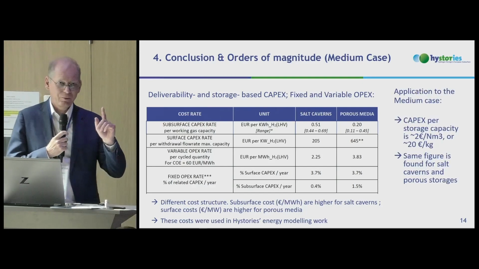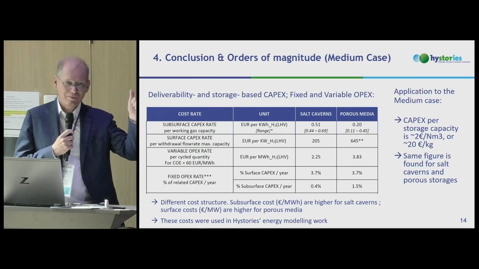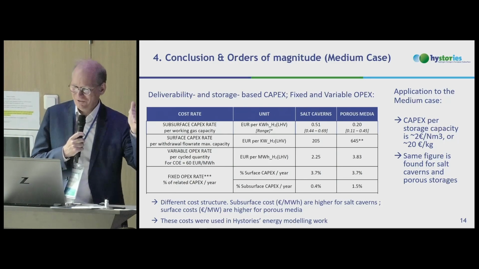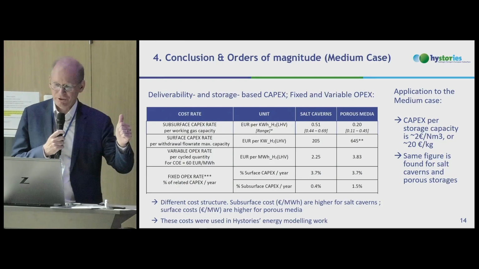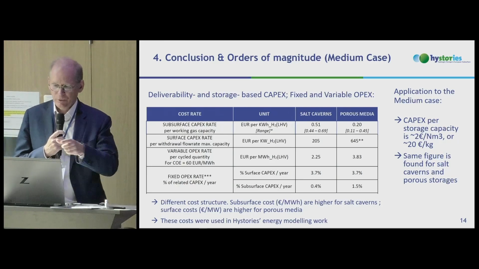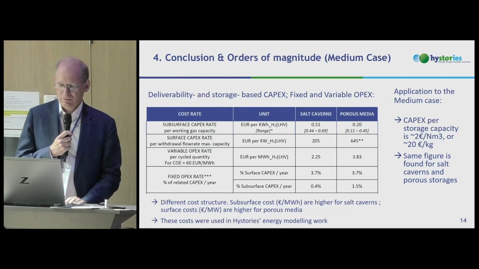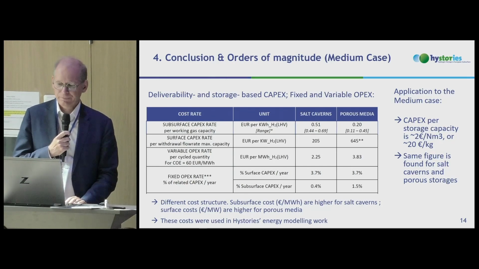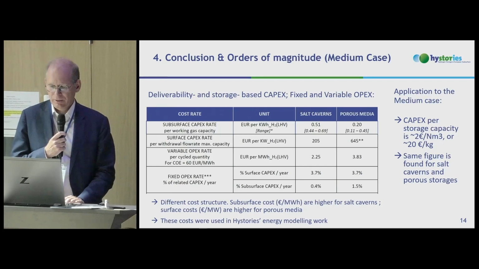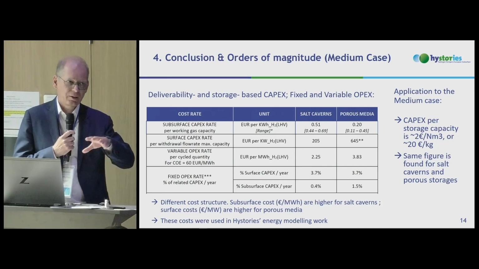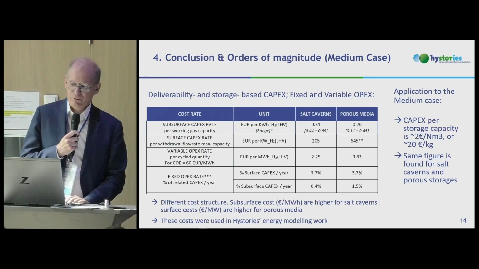Now, if you really want to have only one value, I told you it's not a good thing, but if you need to remember and make a very rough calculation with only one value, we get 20 euros per kilogram of storage of hydrogen, or 2 euros per standard cubic meter. And this is approximately the same for soil caverns and for porous media.